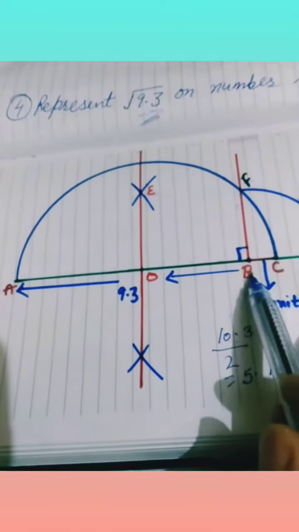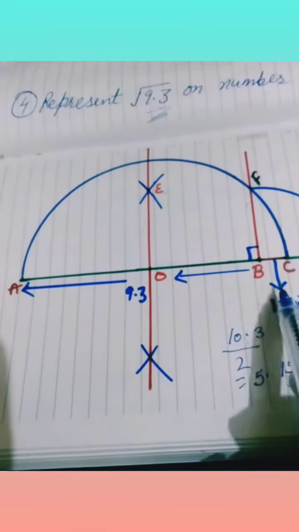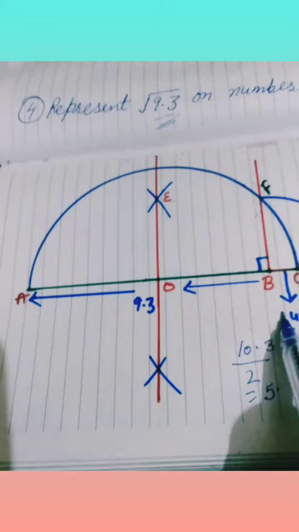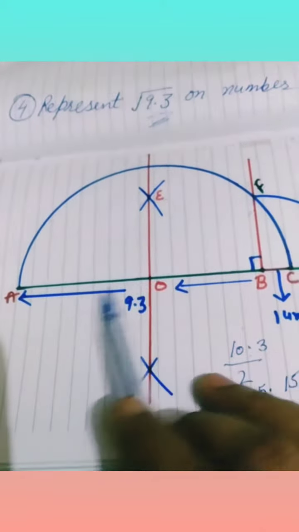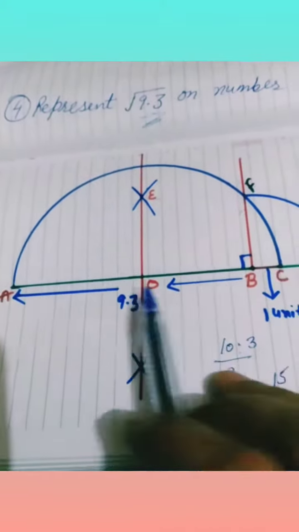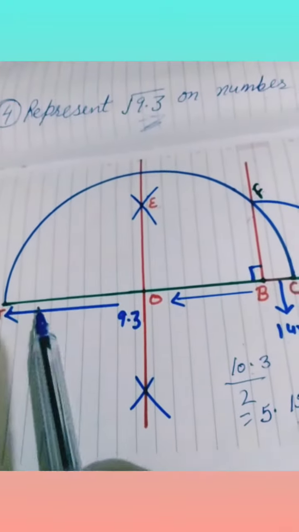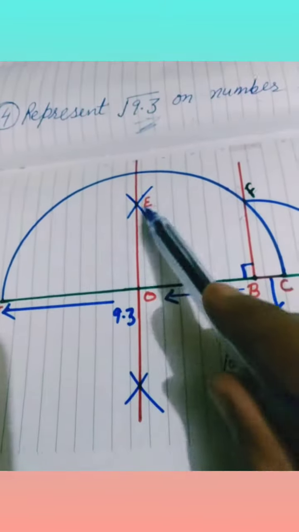And then we will take 1 unit more distance, BC equal to 1 unit more. Means this total distance is 9.3 plus 1 equal to 10.3. Then we will draw the perpendicular bisector of AB. How will we draw? We will take a compass and pencil and take a measure more than half of AB's half.